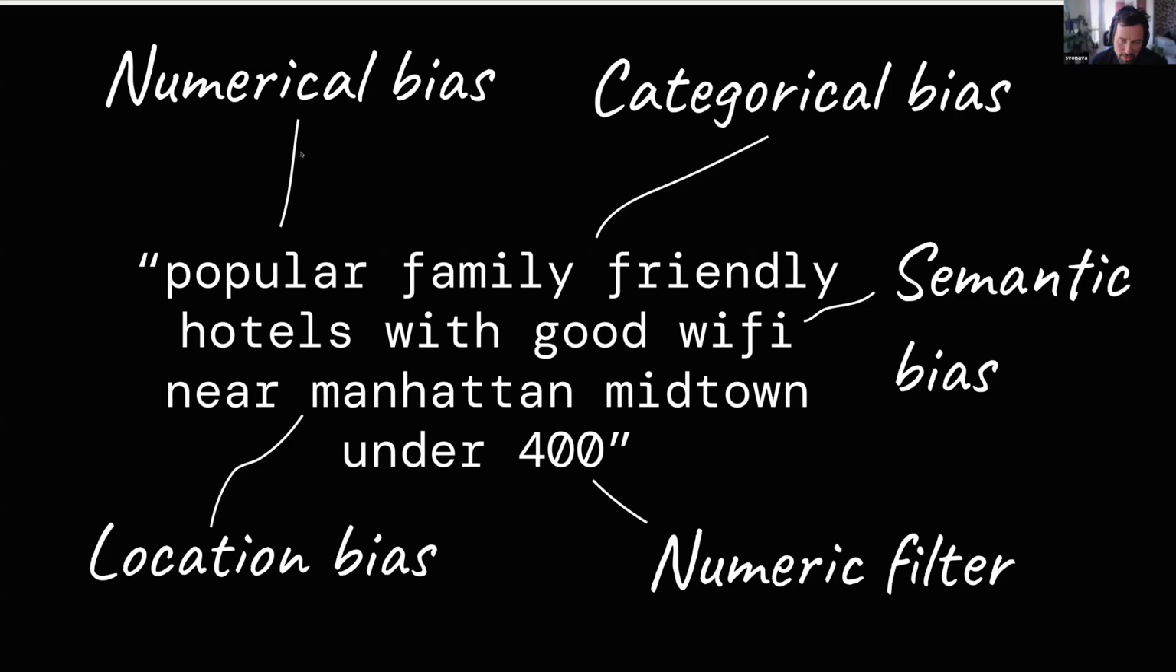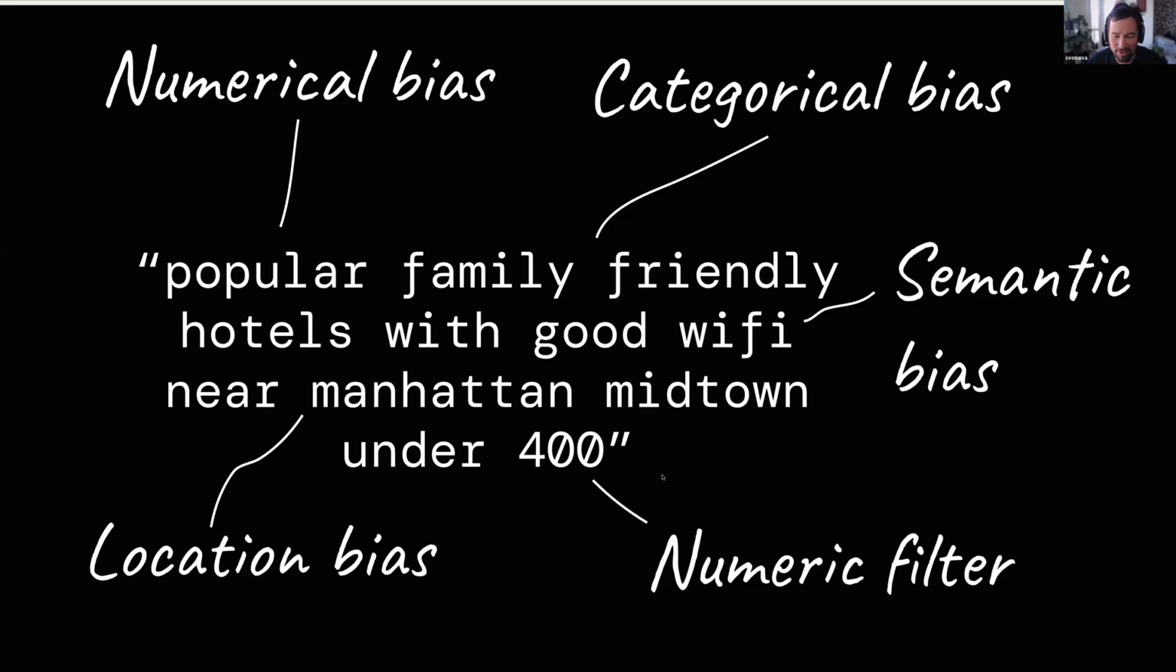So popular would be a numerical bias, or it could be popular to a certain segment of the users, and then it's not just one number, but some other representation. Family friendly might be a categorical bias. Good Wi-Fi might be described in various ways in the reviews of the hotels, and that's a semantic bias. And of course, location is key, in travel as in real estate. And then there is that under 400 as a filter.